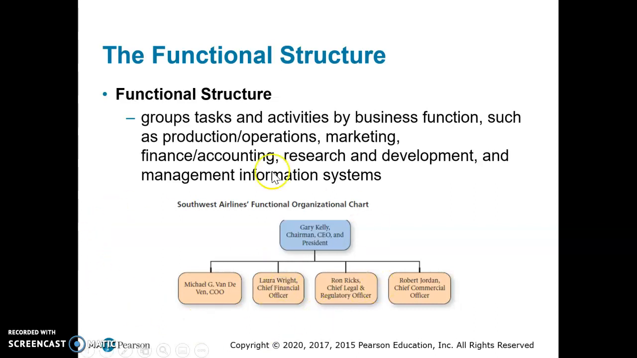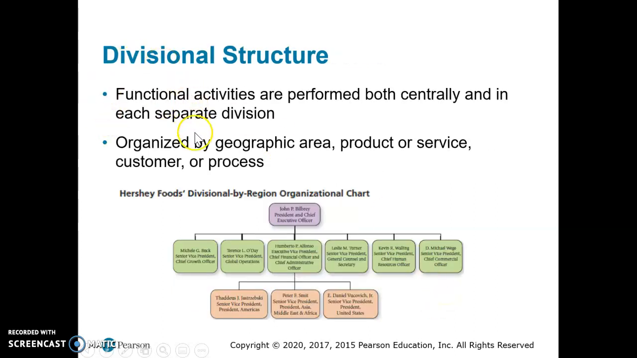You can see here, this is Southwest Airlines' functional structure. You have your chairman, CEO, and president, and then you have your chief operating officer, your chief financial officer, regulatory officer, commercial officer. So this is separated out by functional areas. A divisional structure is where functional activities are performed both centrally and in each separate division. These can be organized by different geographic regions, products or services, customers, or processes.